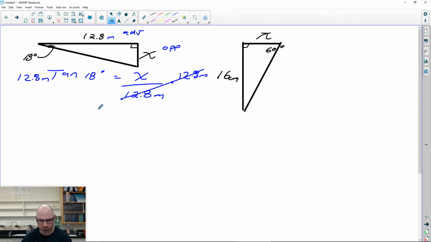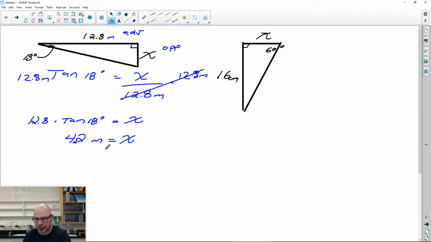Okay, this cancels out, so we're left with 12.8 times tan 18 degrees is equal to x. Then we got to make sure our calculator is in degrees, and we take our calculator out and we go 12.8 tan 18. So we get 4.158, so 4.2 meters is our x value for the first one.